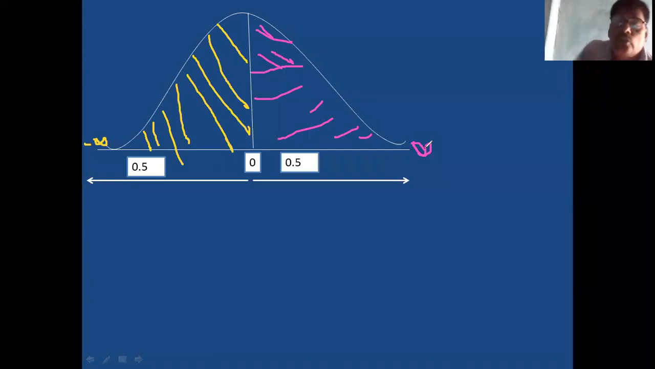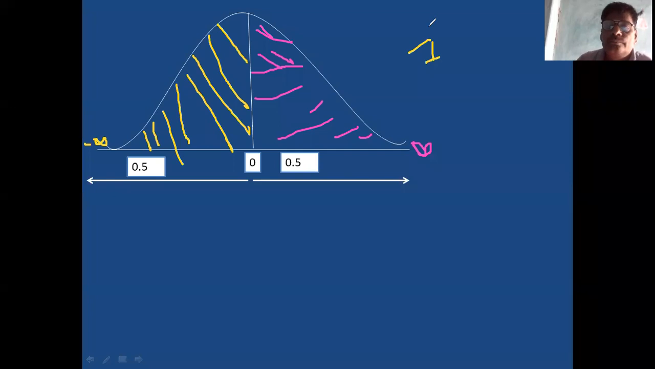In this graph, 0 to plus infinity is 0.5 area. Remember this. And 0 to minus infinity is 0.5. Then what is the total? Total is equal to 1. Its value is 1. Remember this. Clear?